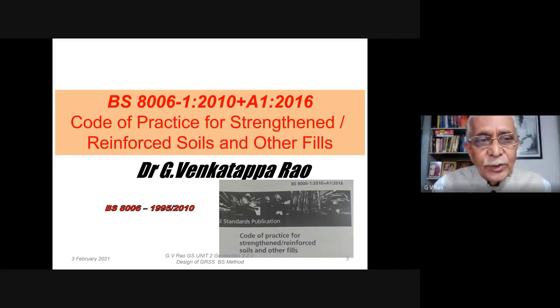We should not get confused with the Indian codes, because in India we call it the Bureau of Indian Standards. It is BIS. Here it is BSI. So to avoid confusion, in our codes we call them IS codes. We don't say BIS codes, so that there is no confusion. In the British codes, we always call them BS codes. Anything BS usually means British Standards.